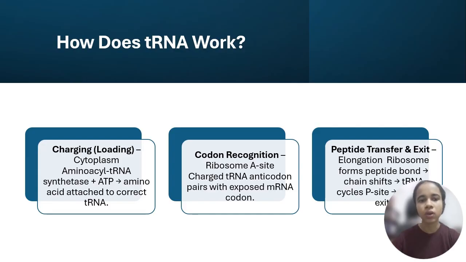Step 2 is the codon recognition. Once the charged tRNA enters the ribosome, the anticodon will pair up with the mRNA codon, and this will ensure that the correct amino acid is selected according to the genetic code. The third step is that the ribosome will form a peptide bond and add the amino acid to the growing protein chain. Then the empty tRNA will exit the ribosome, reload with another amino acid, and the cycle repeats.